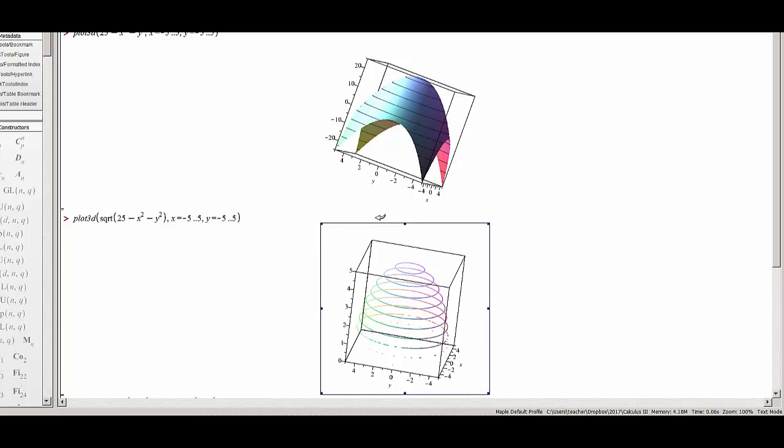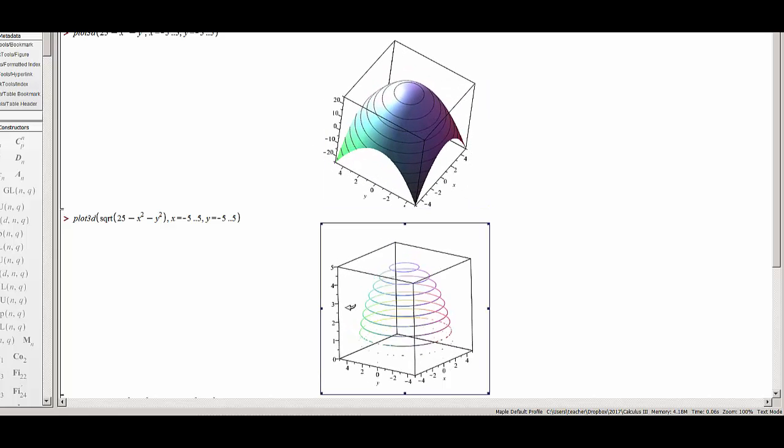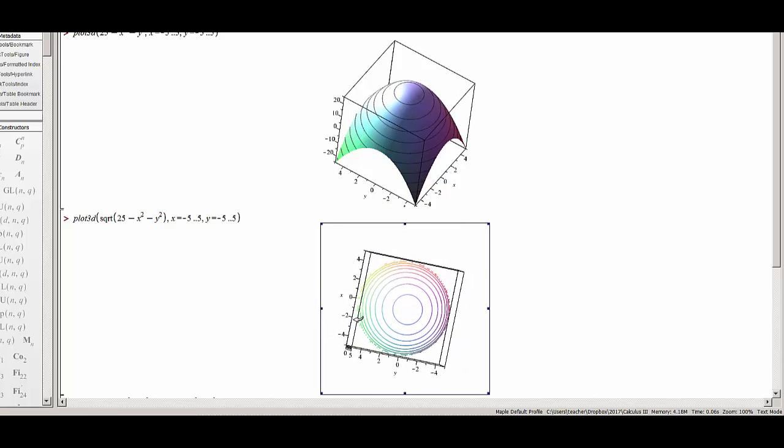Okay, so we've got two things. We've got 25 minus x squared minus y squared. I plotted that, and now I've got this one that I plotted. And if you look up here, this is the angle that we're looking at. When we look from the z-axis down at these level curves, that's what we see.